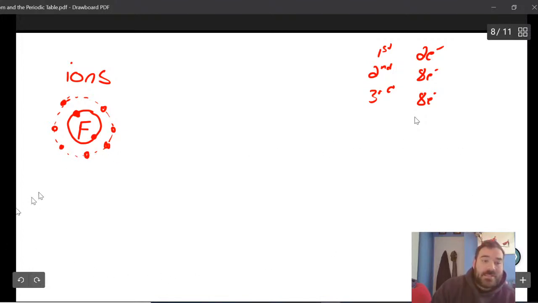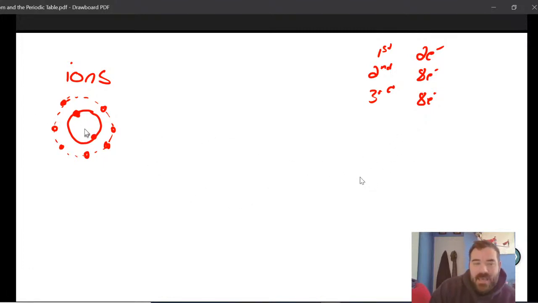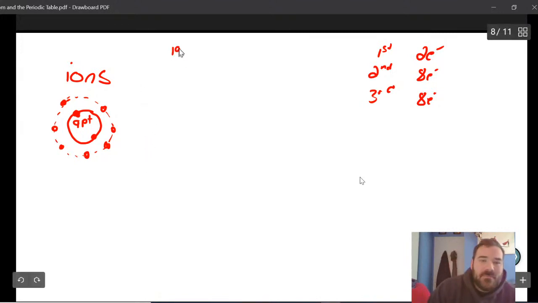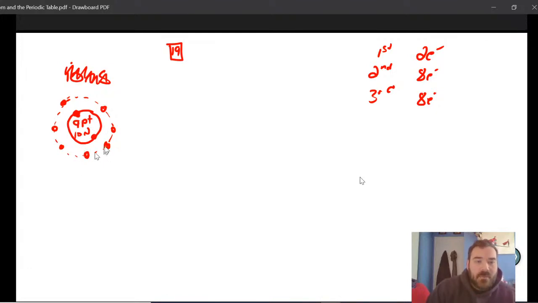Now, it has 9 electrons, 7 valence electrons, and we also know that fluorine, being the 9th atom on the periodic table, has 9 protons. The atomic mass is approximately 19. And if it has 9 positive protons, then that means that it must also have 10 neutral neutrons. So this isn't an ion. This is a fluorine atom that is neutral.